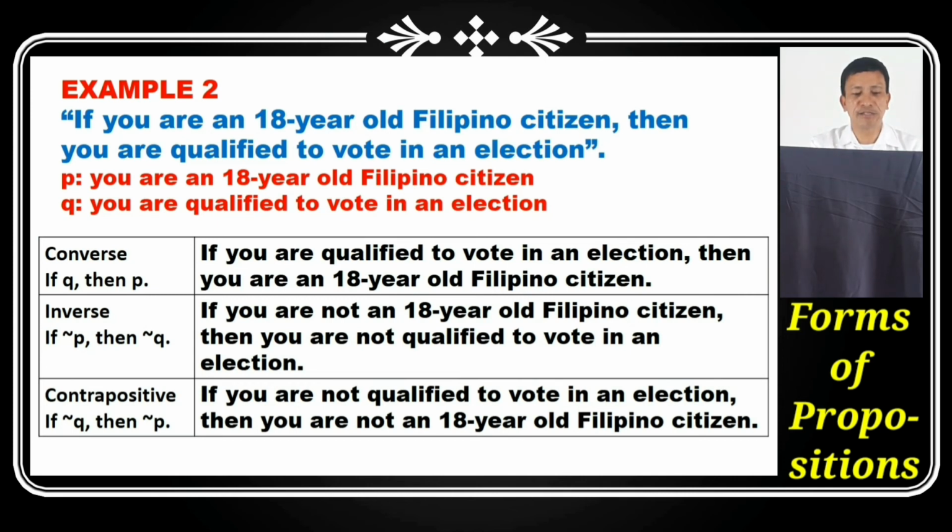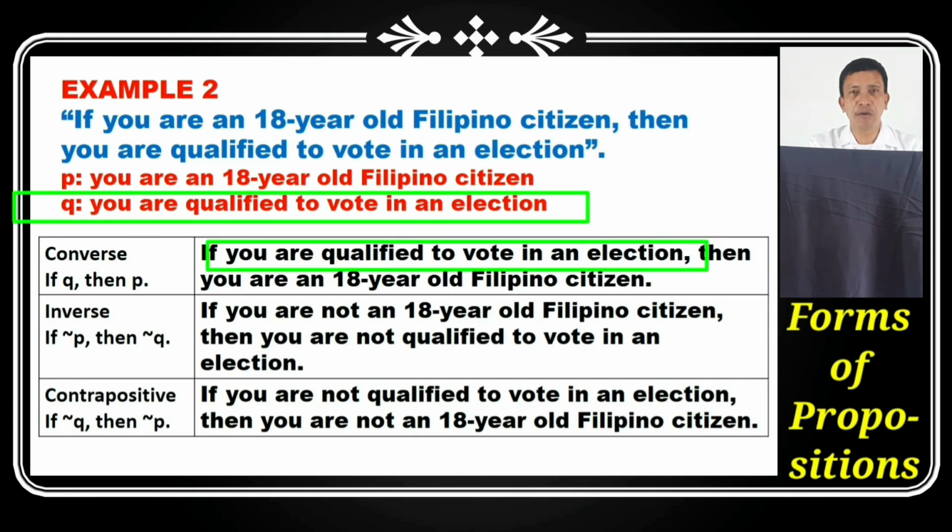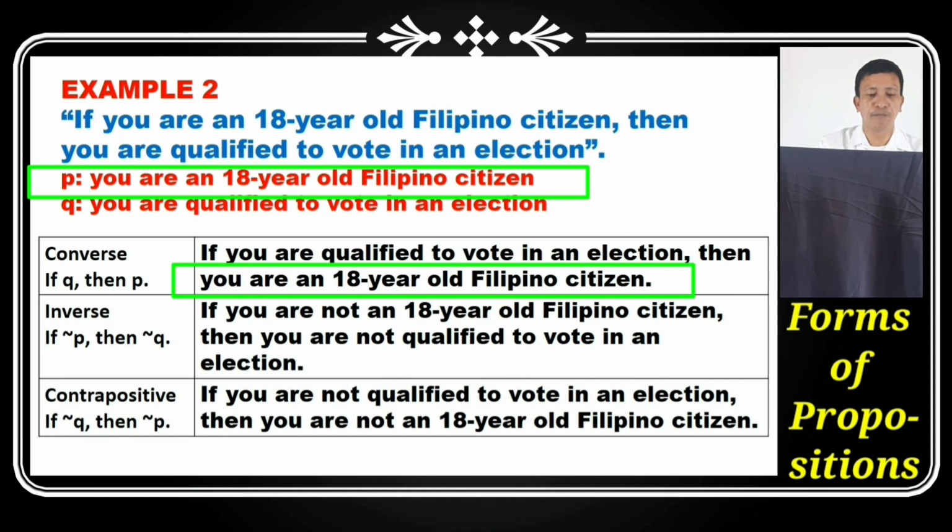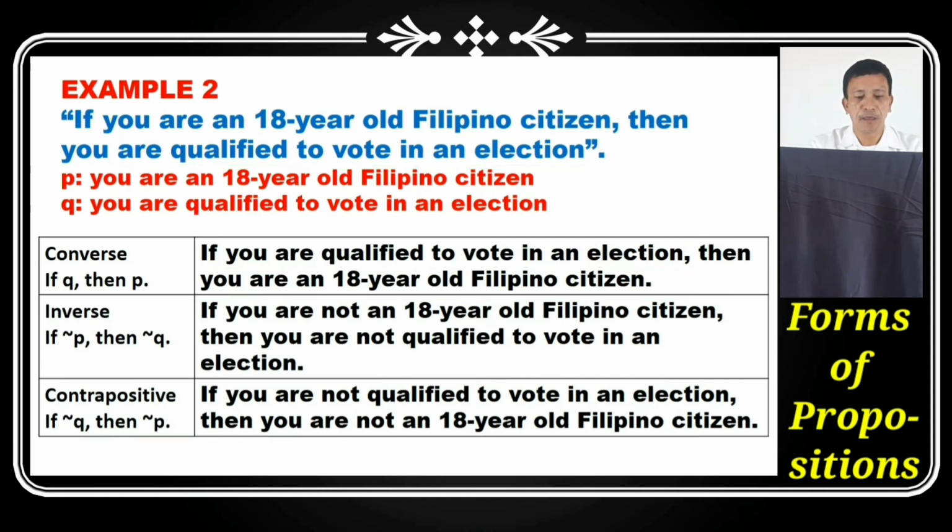Again, as you notice, the conclusion becomes the hypothesis and the hypothesis becomes the conclusion. The inverse: if you are not an 18-year-old Filipino citizen, then you are not qualified to vote in an election. The contrapositive: if you are not qualified to vote in an election, then you are not an 18-year-old Filipino citizen.